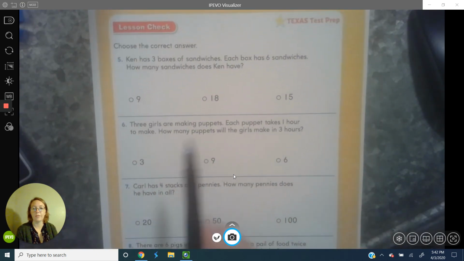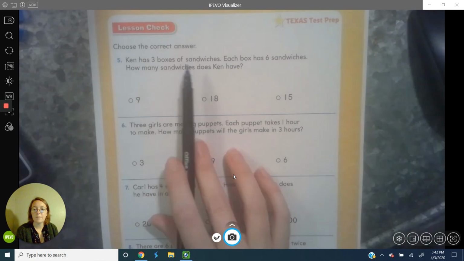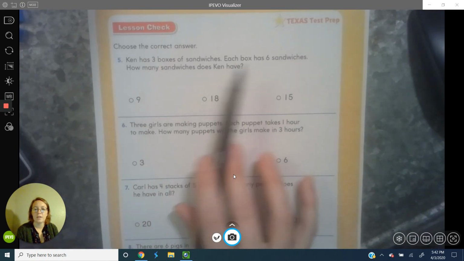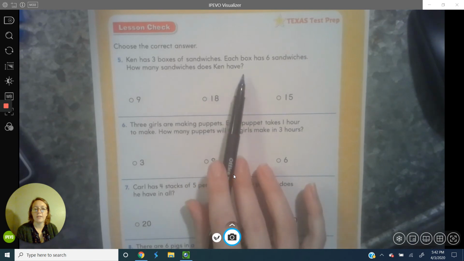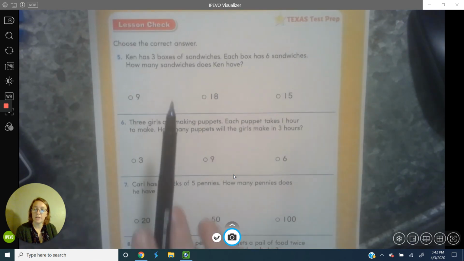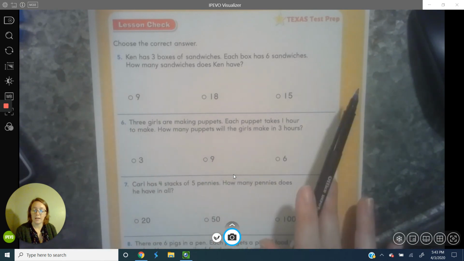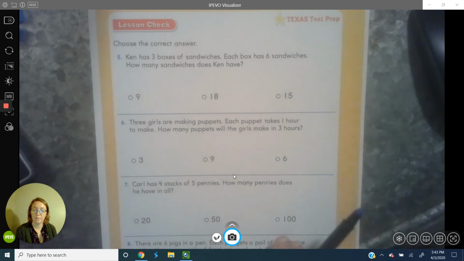Number 5. Ken has 3 boxes of sandwiches. Each box has 6 sandwiches. How many sandwiches does Ken have? I would draw my 3 boxes and then put the 6 sandwiches in there and do my addition from there.